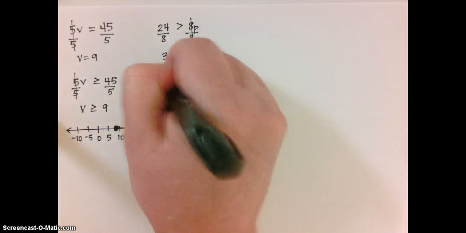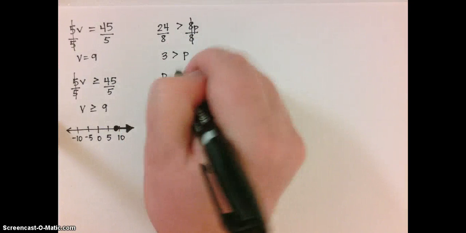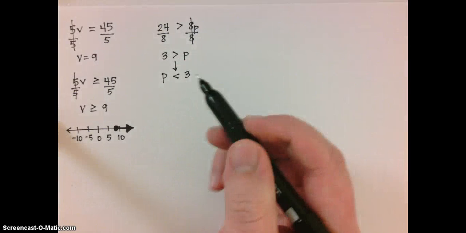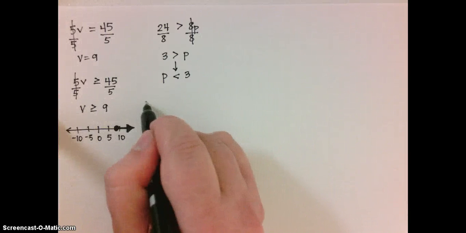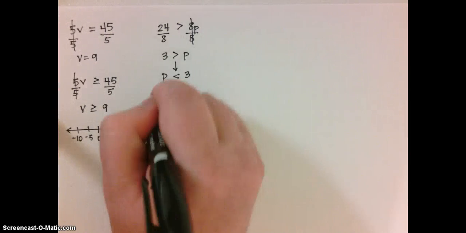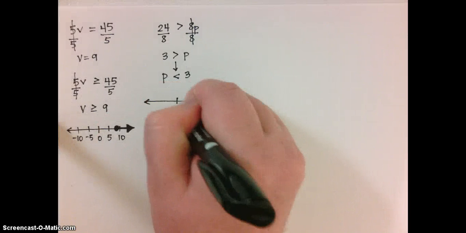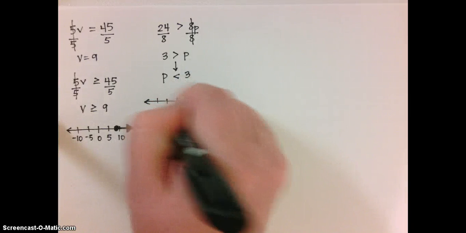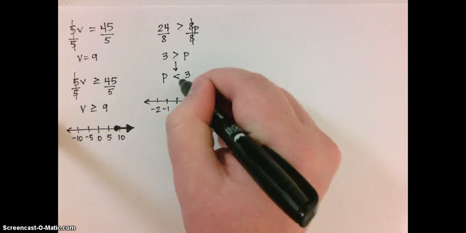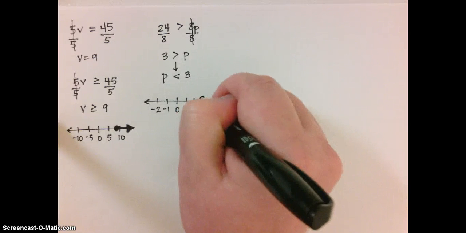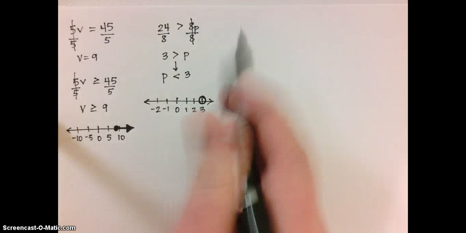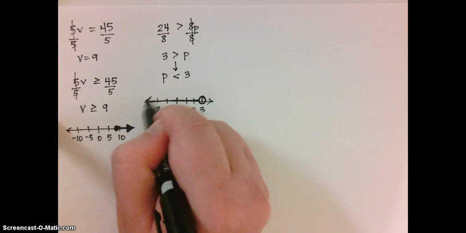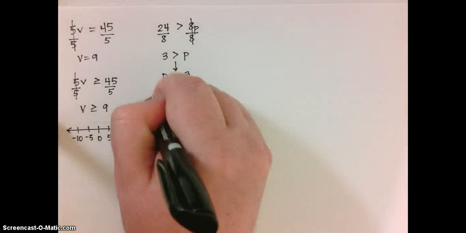But I do want to rewrite it so that the p comes first. And when I do that, I'm going to have to flip my inequality. So now on my number line, I'm going to graph all the solutions p that are less than the number 3. And it is just less than, it's not equal to 3, so it's going to be an open circle. And it's going to be all of the values that are less than 3. So it's going to go in the negative direction to the left.